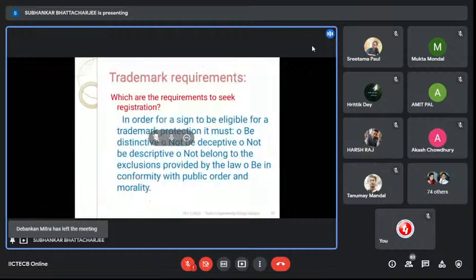Next, trademark requirements. What are the requirements of a trademark? In order for a sign to be eligible for trademark protection, it must be distinctive, not be deceptive, not be descriptive, not belong to the exclusions provided by the law, and be in conformity with public order and morality. These are the basic requirements for registration of trademarks.